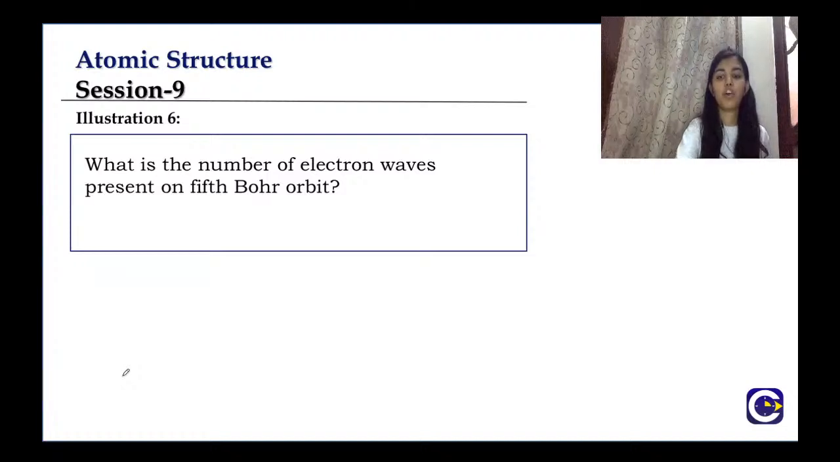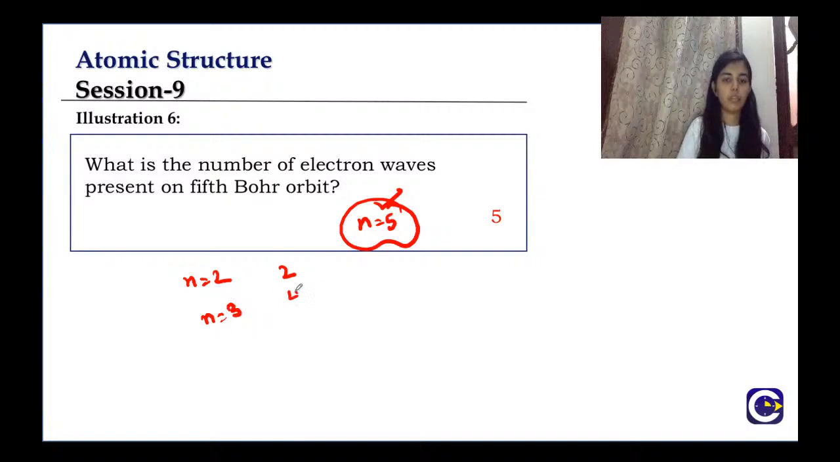See, for the fifth Bohr orbit, n is equal to 5. So the number of electron waves present for the fifth Bohr orbit is basically 5. So the number of electron waves is given by the orbit number itself, right? For example, n equals 2, so the number of electron waves will also be 2. If n equals 3, then the number of electron waves will also be 3. If n equals 4, that is the orbit number equals 4, then the number of electron waves will also be 4.